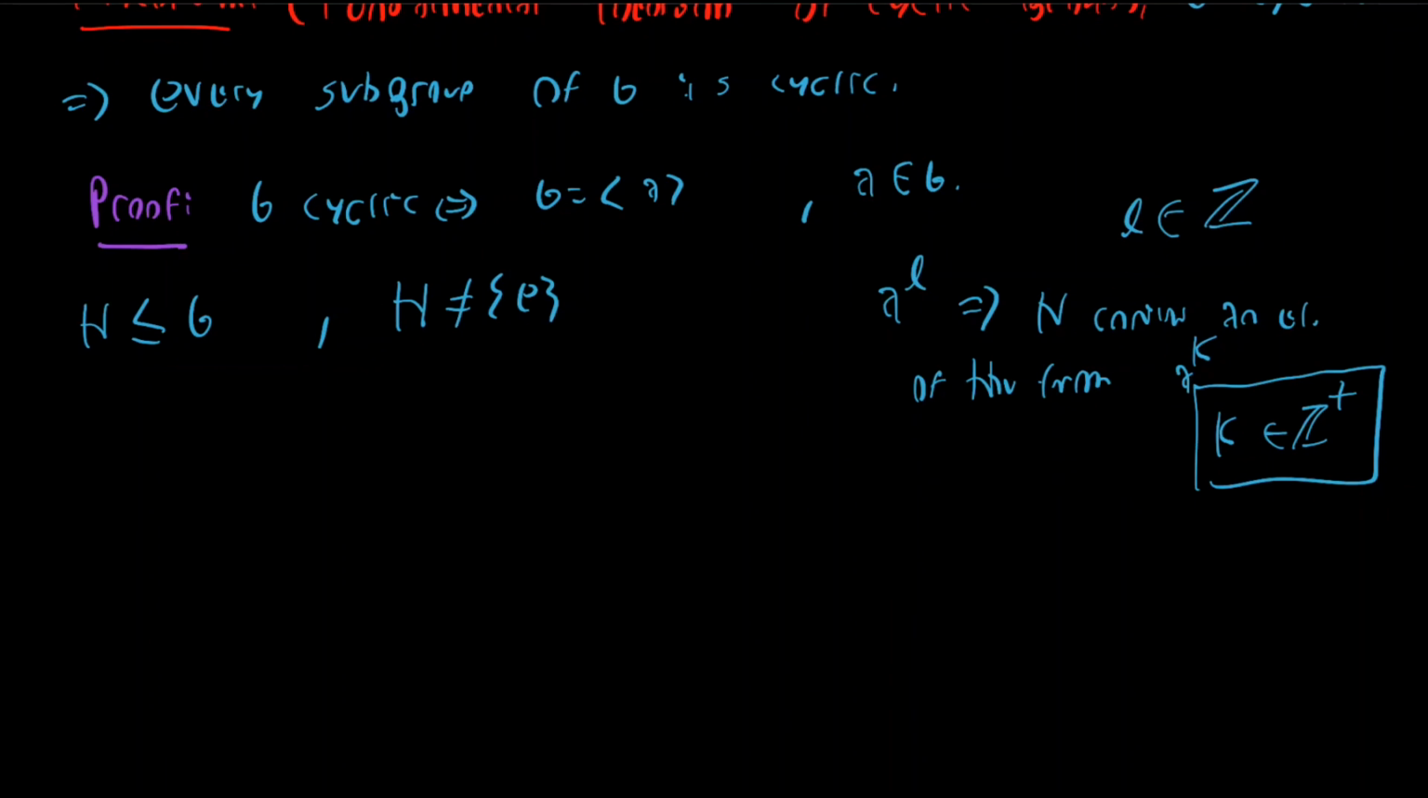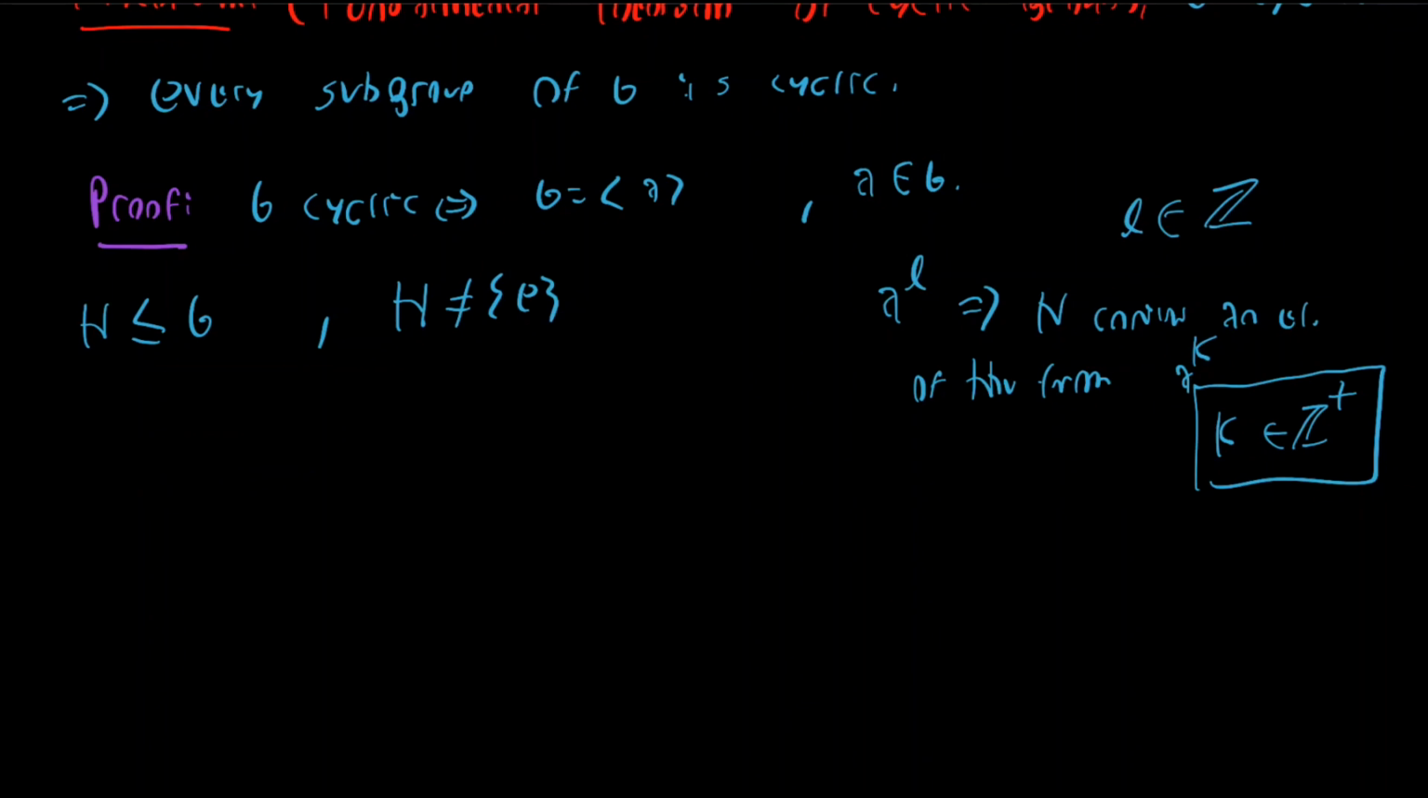The fact that it's a positive integer follows from the fact that, in general, it contains an a to the m, where m is an integer. But if this integer m were negative, then since H is a subgroup and contains the inverse of each of its elements, it would also contain a to the minus m, and minus m would be greater than 0. So in general, our subgroup contains an element a to the k, where k is a positive integer.